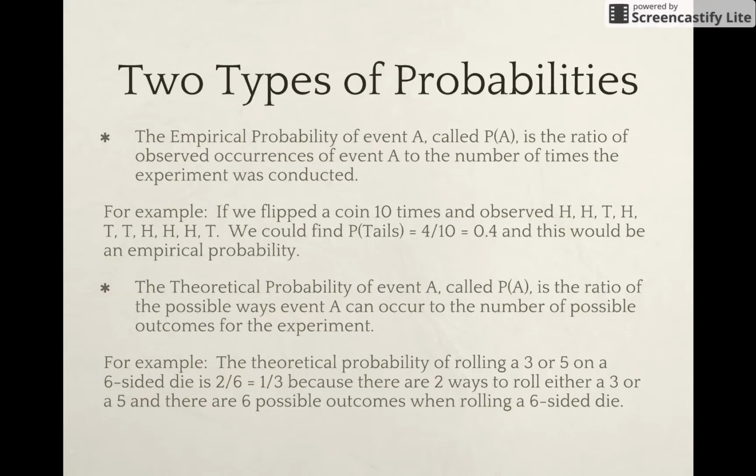So we take, for example, the theoretical probability of rolling a 3 or a 5 on a six-sided die. Well, if we roll a six-sided die, a 3 or a 5, that's two different outcomes. So there are two possible outcomes for our event of rolling a 3 or a 5. And there are 6 possible outcomes, because when we roll a die, we could get any of the 6 numbers. So this theoretical probability is 2 out of 6, or reduced to 1/3.